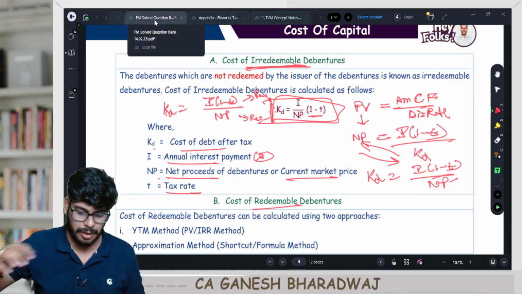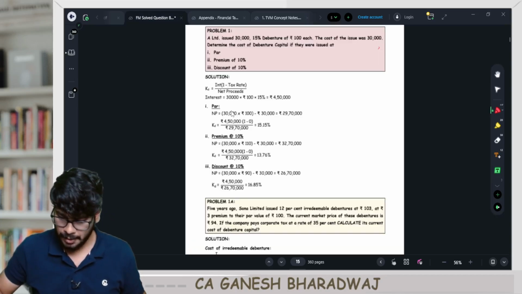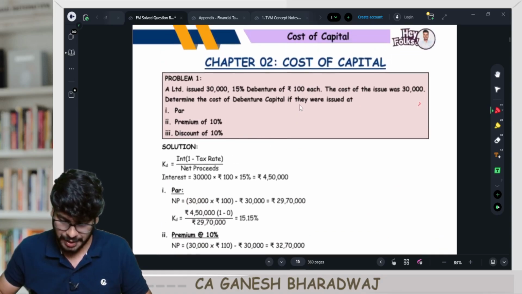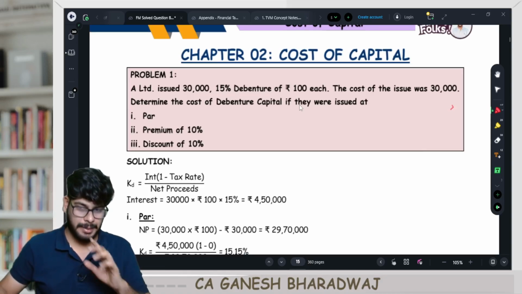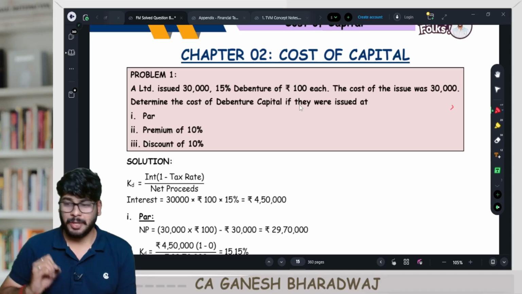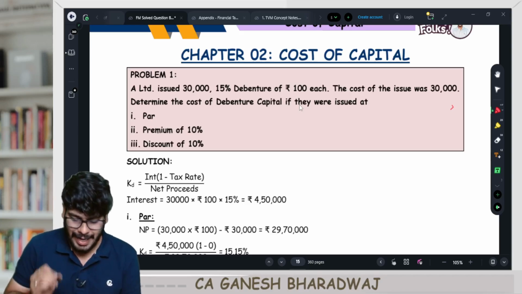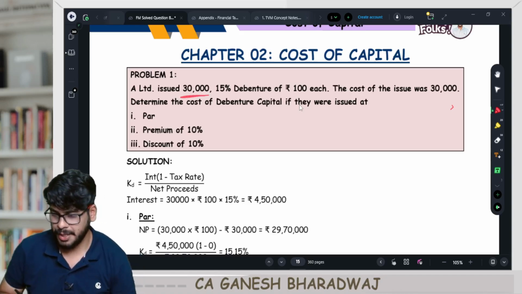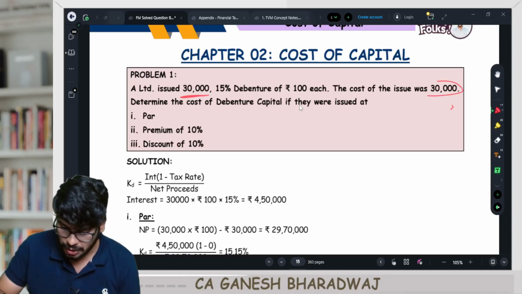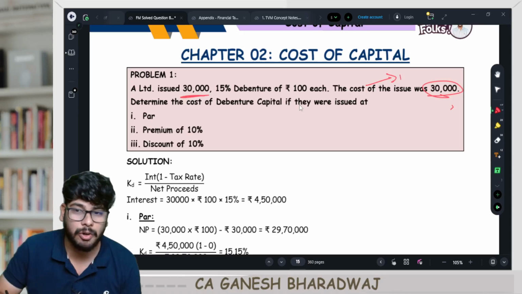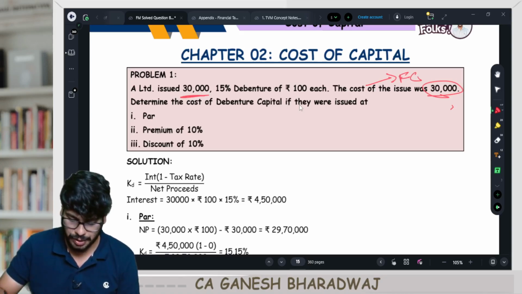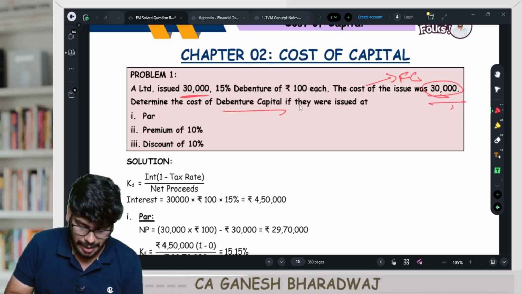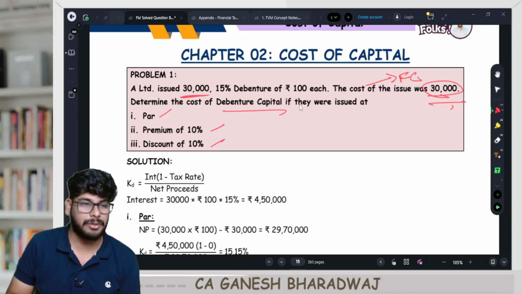Yes, please take your solved question bank. Let's do the first question here. It's on page number 5. Please take the first question. Shall we, guys? Yes. Now, the first question here. A Limited issued 30,000 15% debentures of rupees 100 each. The cost of the issue was 30,000. Cost of issue means what? It is going to be flotation cost. The cost of the issue was 30,000 rupees. Determine the cost of debenture capital if they were issued at scenario 1 par, scenario 2 premium, and scenario 3 a discount.